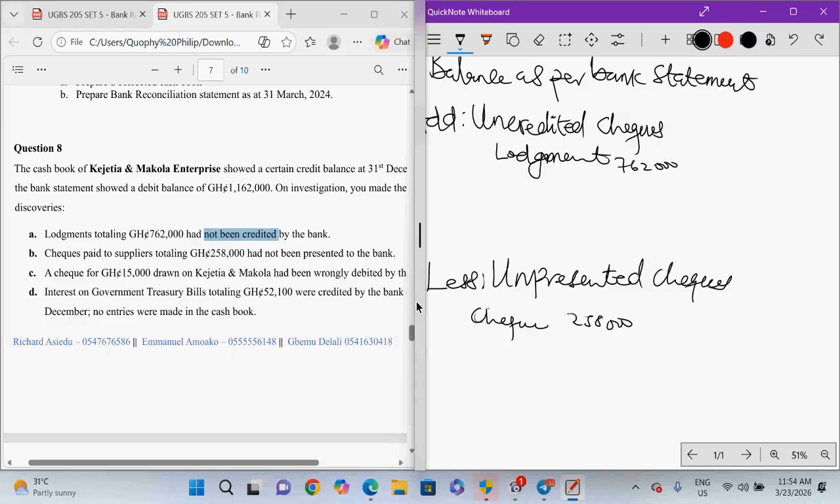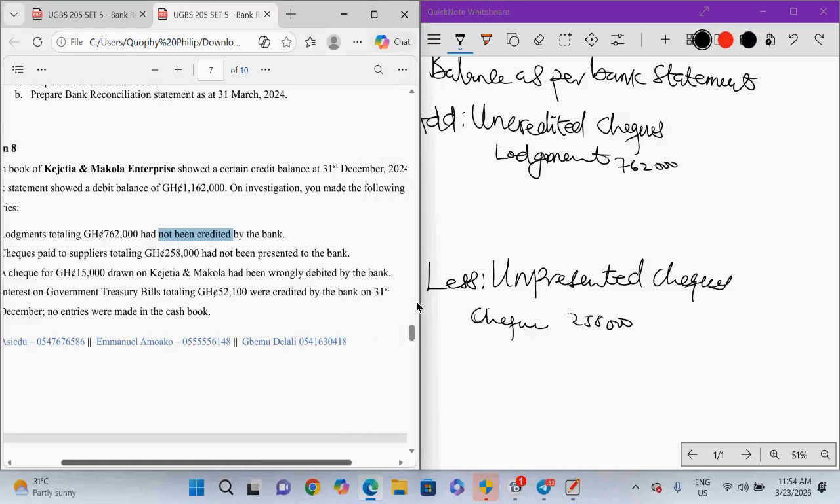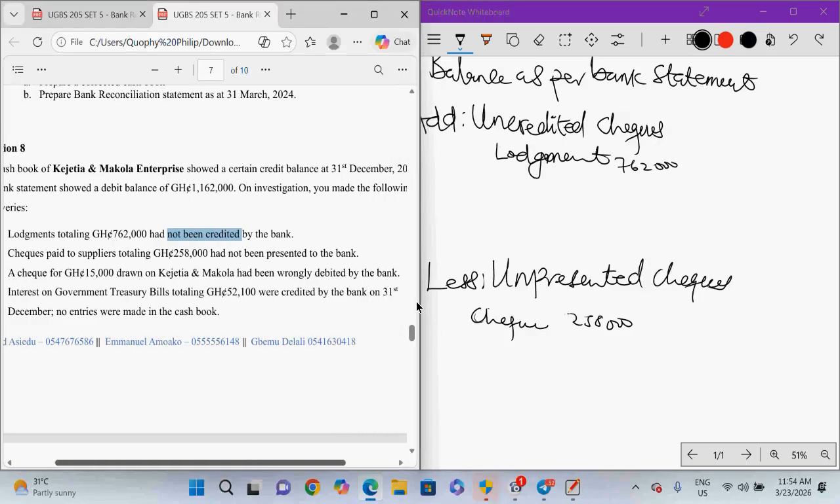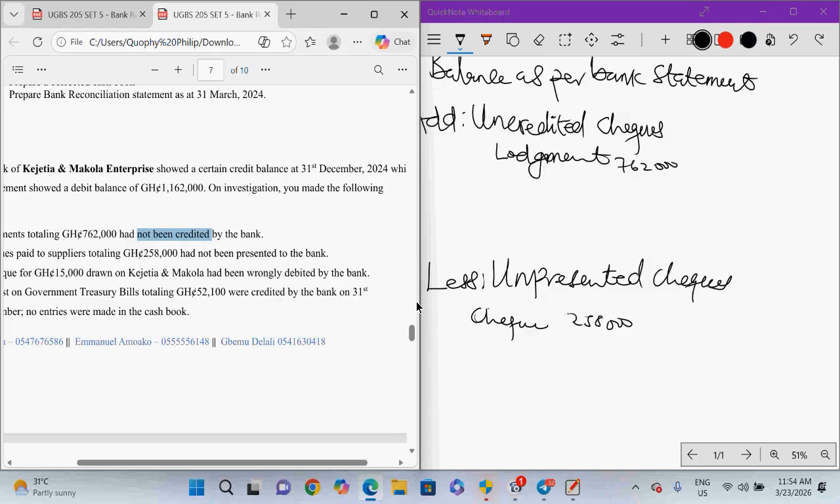A check for 15,000 had been wrongly debited by the bank. So in this statement, some of the statements even give you the clue already: wrongly debited. So that is a wrong debit, right? Yes. That is a wrong debit, wrongly debited. So it's a wrong debit.